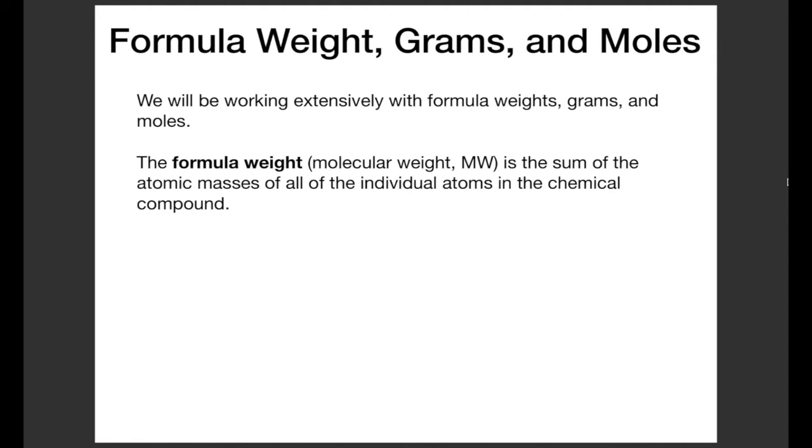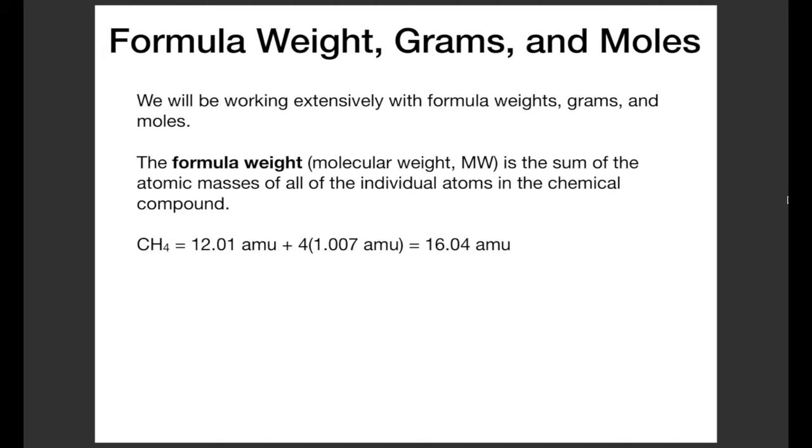The formula weight of a substance, sometimes called the molecular weight, is the sum of the atomic masses of the individual atoms in the chemical compound. Methane, for example, has 1 carbon atom and 4 hydrogen atoms. Its formula weight would therefore be the sum of the 1 carbon atom, 12.01 AMU, plus the 4 hydrogen atoms. Each hydrogen has a mass of 1.007 AMU, so you multiply that by 4. This results in a formula weight of 16.04 AMU.